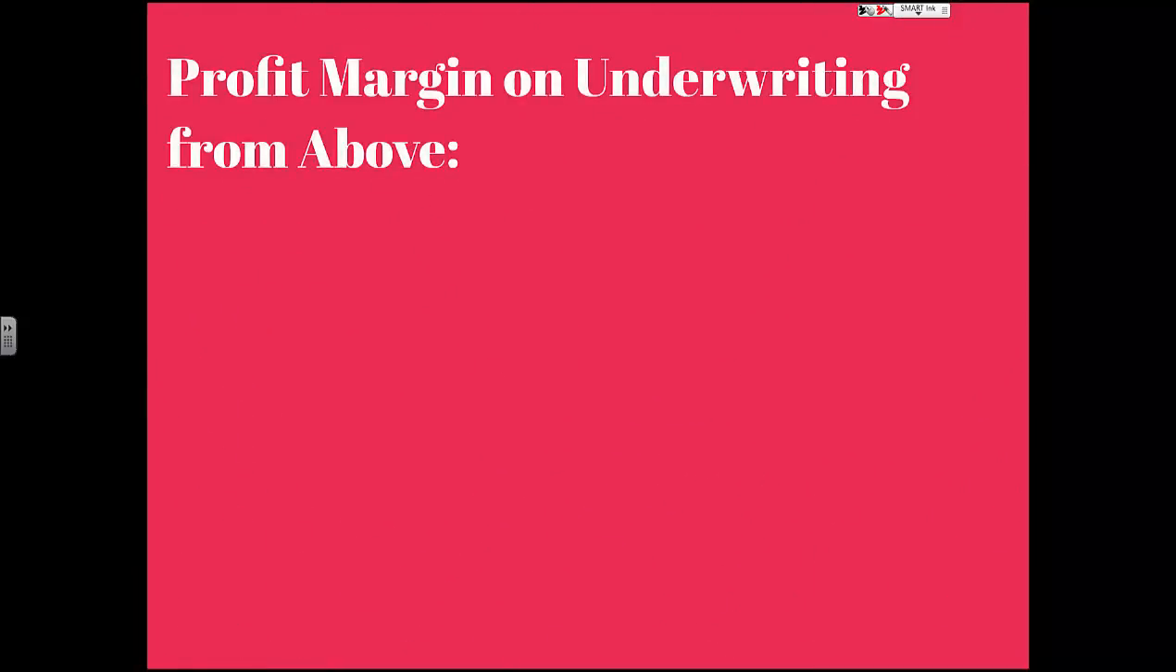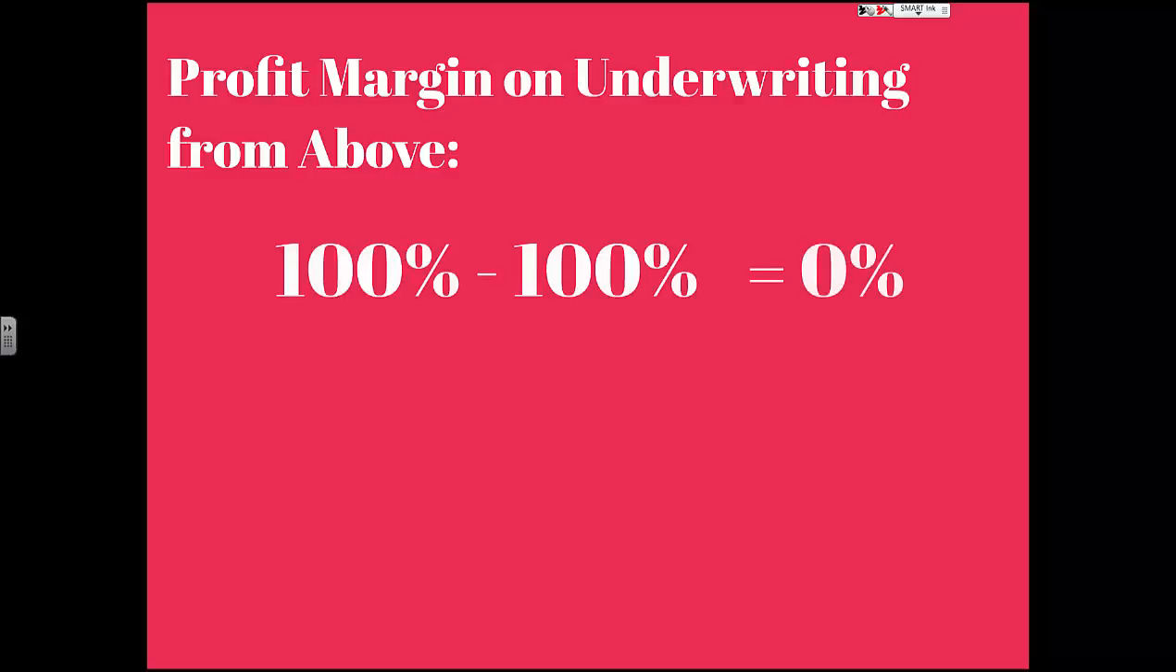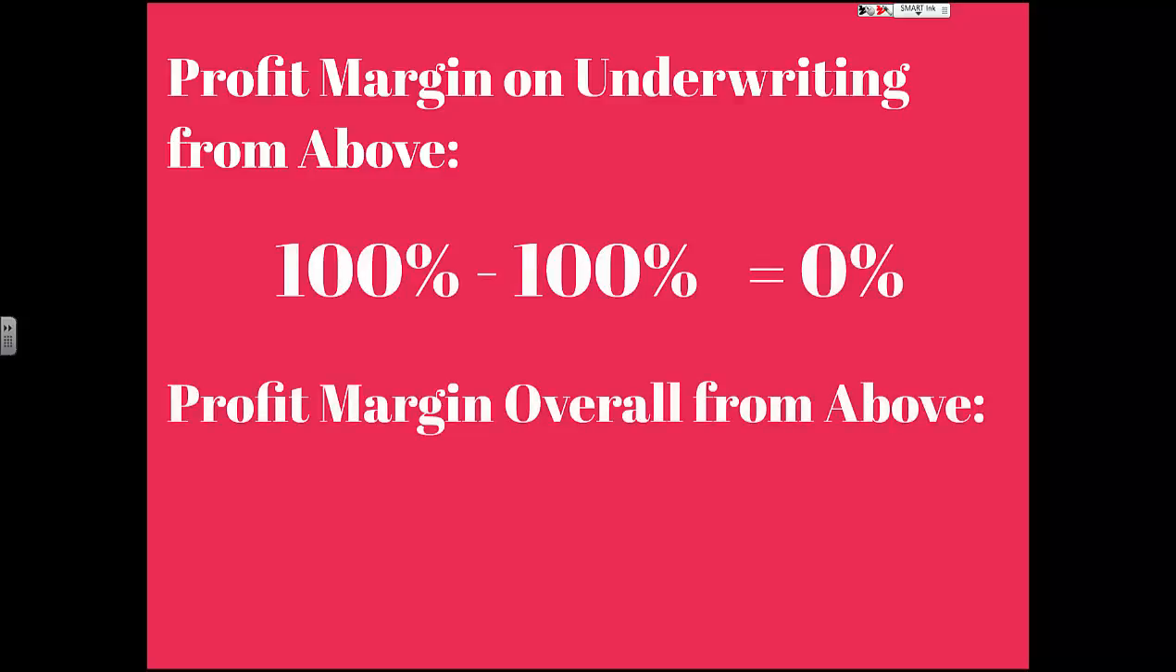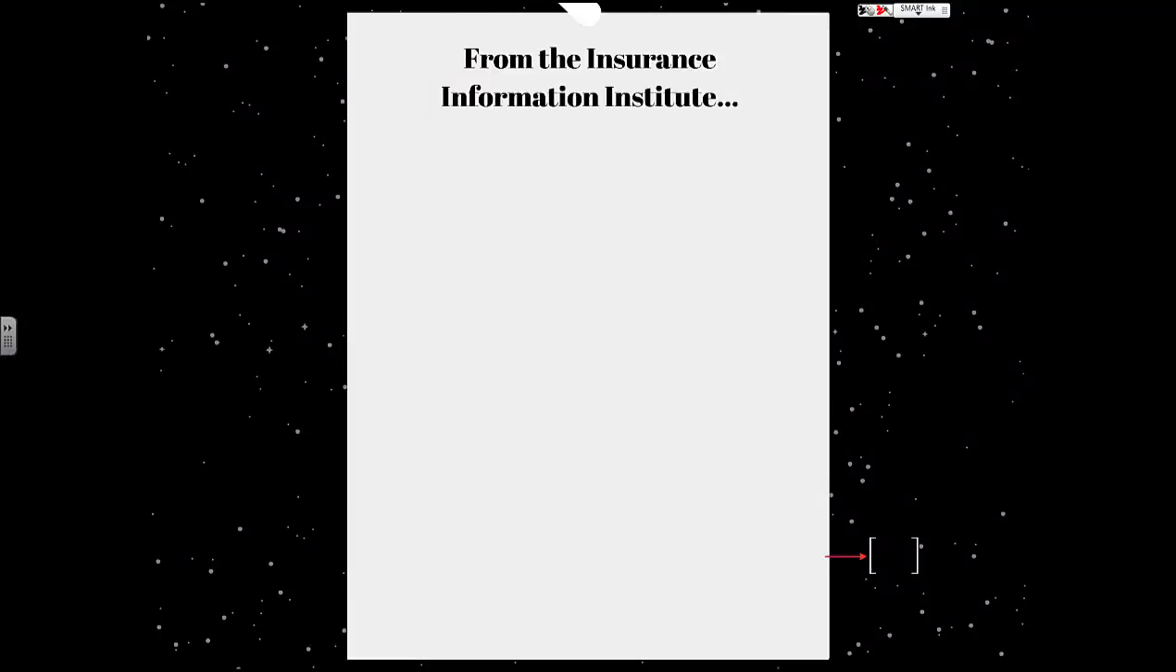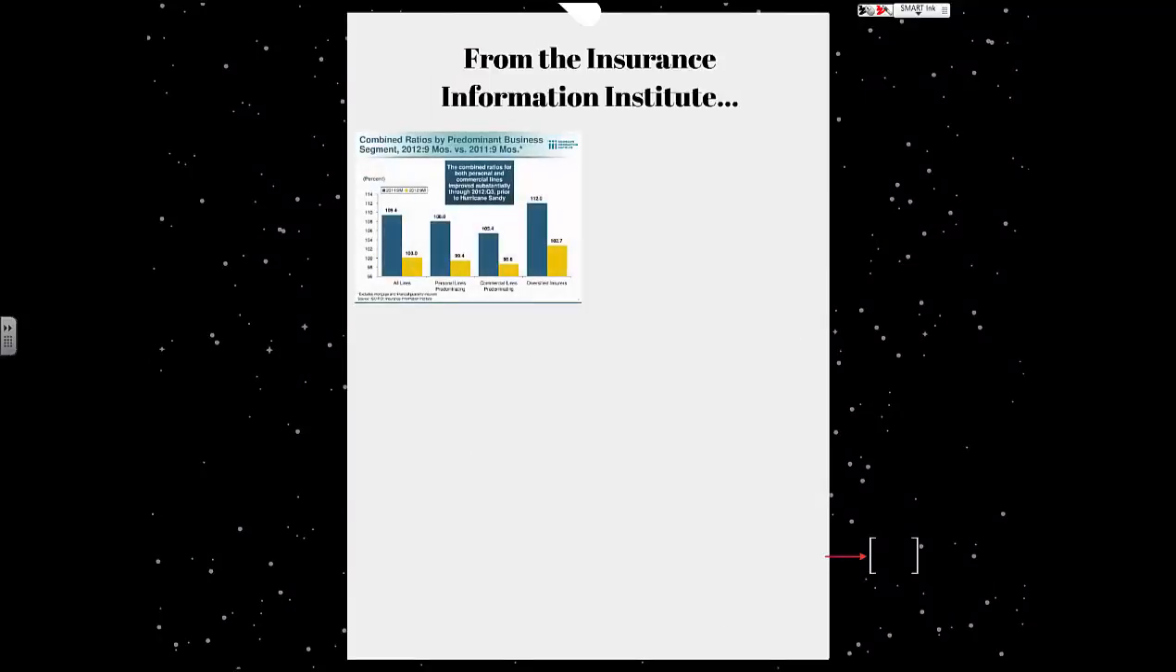So let's look at these numbers. The profit margin on underwriting from above is 0, but the profit margin overall from above is 100% minus 88%, or 12%. This tells me that the insurance company, on operations and investments combined, actually has a 12% margin, or is 12% profitable. Let's look at some history from the Insurance Information Institute on some of these ratios.